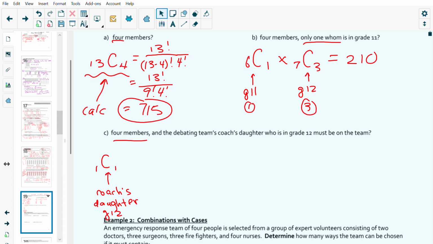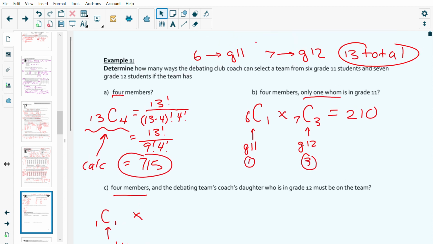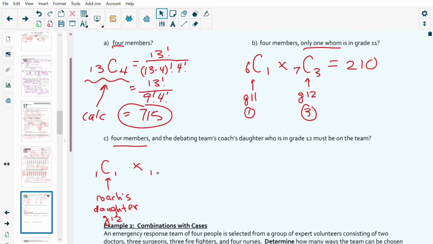So it's a combination of one thing taken one at a time, times, well, after we take out one of the members, remember we have 13 total, we only have 12 to select from. So a combination of 12 things, and then 3 remaining slots. No restrictions, can be grade 12 or 11, so we have a pool of 12, and we need to select 3. Remember, order doesn't matter.